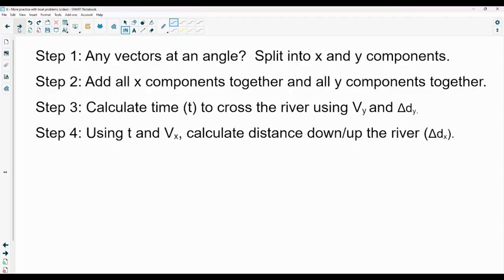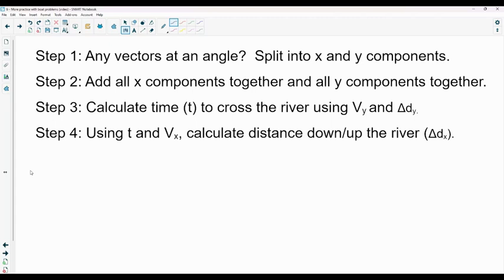Let's just talk strategy. So our first step is always going to be, do we have any vectors at a weird angle? If we have vectors at a weird angle, then we're going to have to split things into x and y components. If we're dealing with a right angle triangle, we don't have to do that. But if we're not dealing with a right angle triangle and we got a weird angle, we got to split things into x and y components. That's how we're going to be able to move forward. Any vector at our weird angle is going to be x and y components. Our current is never going to be; it's always in the x direction.